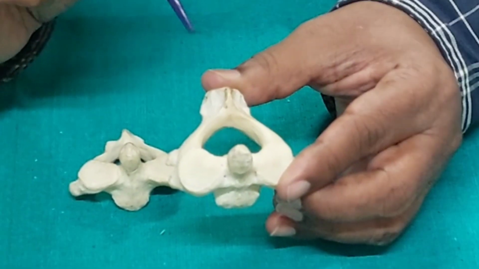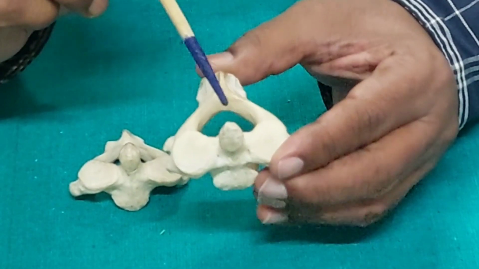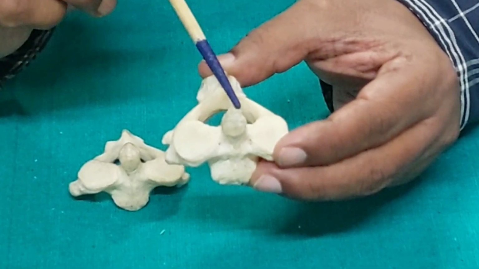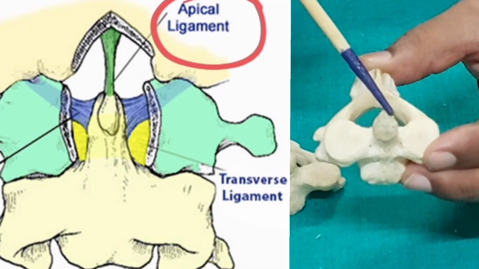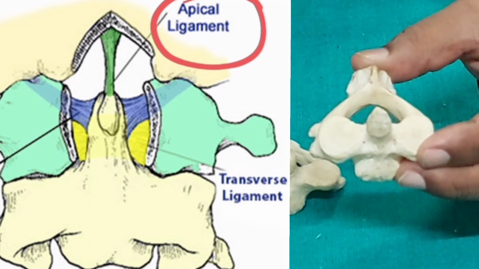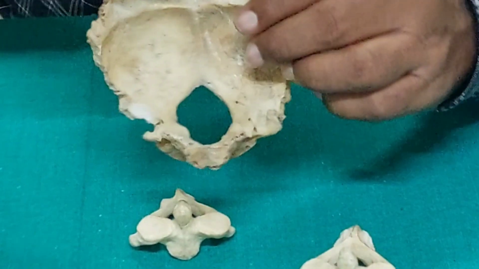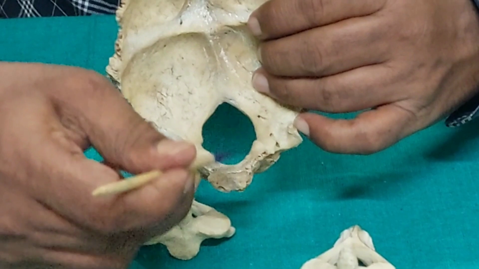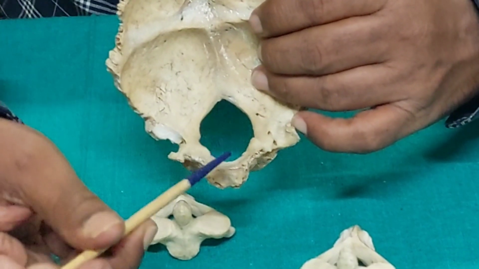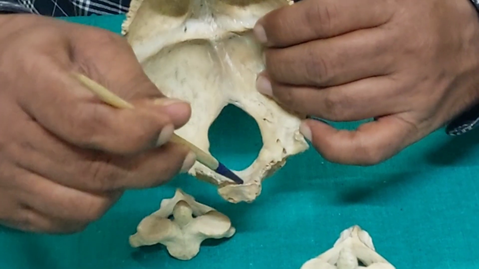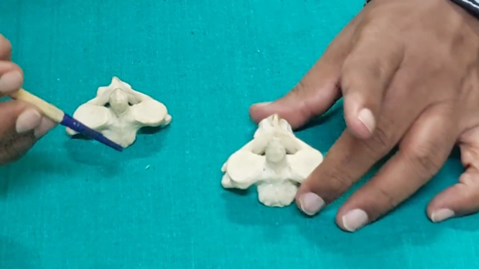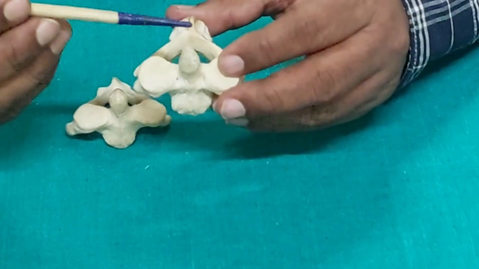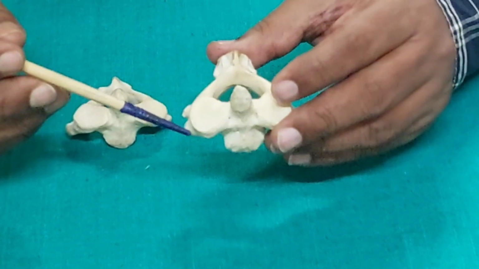Then what is attached to the tip of this odontoid process? The ligament called the apical ligament extends from the tip to the basi-occiput. This is the occipital bone, this is the basi-occiput. So the apical ligament extends up to this, and you should remember that this apical ligament is nothing but the remnant of the notochord.